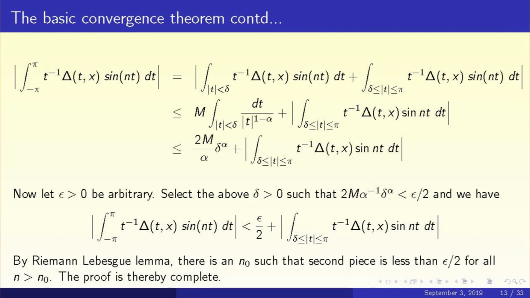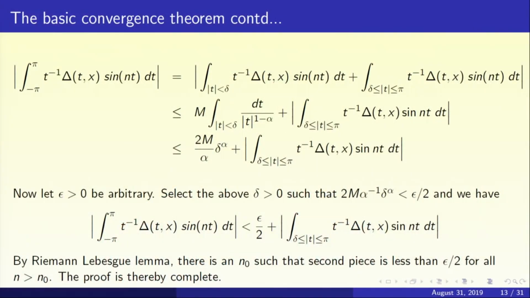Thanks to Holder continuity, the capital delta gets bounded by t to the power alpha. So some power of t gets eaten up by the t to the power alpha, and you're getting the integral to be dominated by m times integral dt by mod t to the power 1 minus alpha over the range mod t less than delta. The second piece, I'm keeping it as it is. I'm not touching the second piece.